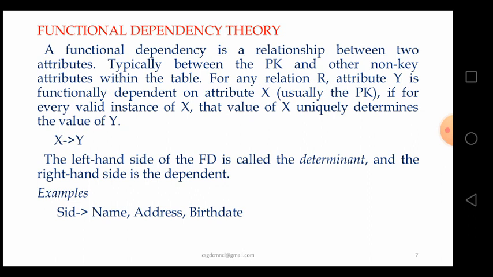For any relational attribute, Y is functionally dependent on attribute X if for every valid instance of X, that value of X uniquely determines the value of Y, that is X to Y. The left hand side of the functional dependency is called determinant, and the right side is the dependent.